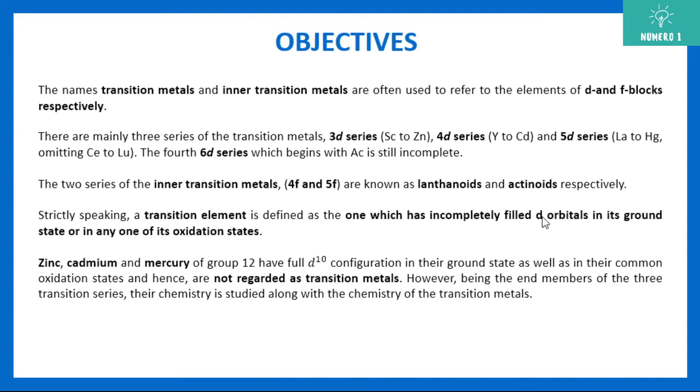Now, that being said, note that zinc, cadmium and mercury, we will see the electronic configuration soon, are of group 12. They have a full d10 configuration in their ground state as well as in their common oxidation state. Therefore, zinc, cadmium, mercury are not regarded as transition elements. But still they are placed in the d block as they have similar chemical properties.